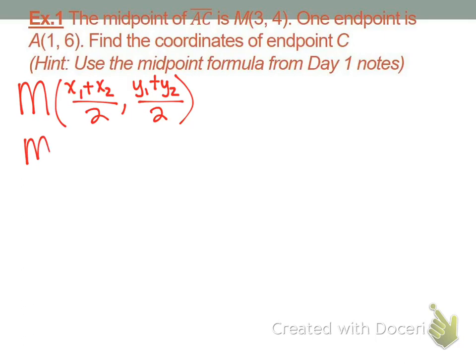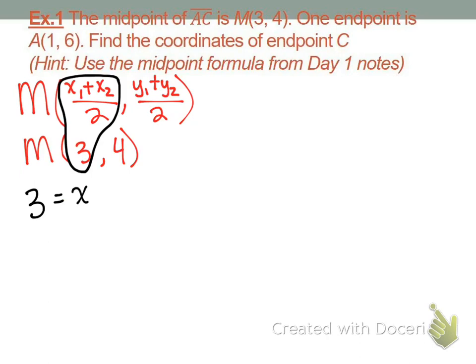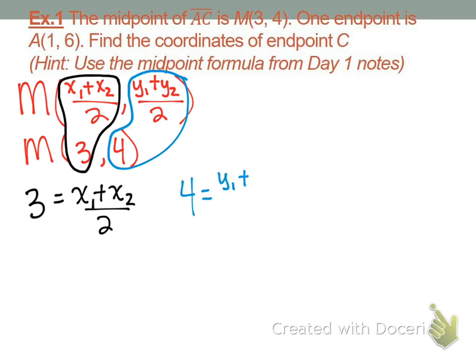So they told us that our midpoint this time is 3, 4. So we have to set up 2 equations in order to solve for our other endpoints. So we match up 3 equal to x1 plus x2 divided by 2. And then we also have 4 for the y-coordinate. So 4 equals y1 plus y2 divided by 2.